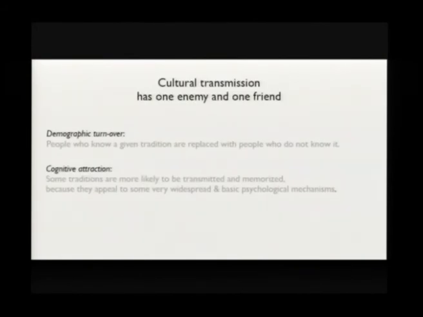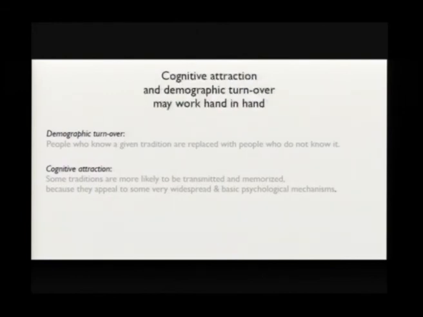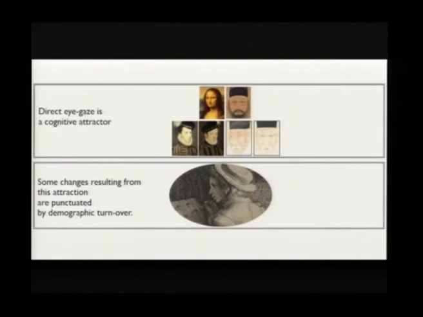Right, to conclude, I started by saying that cultural transmission has one enemy and one friend, the enemy being demographic turnover and the friend being cognitive attraction. Now we can see that cognitive attraction and demographic turnover may work hand in hand in some cases. So my two points today were, first, that direct eye gaze is a cognitive attractor that seems to depend on psychological mechanisms that are not entirely specific to a given culture. And second, that some changes resulting from this attraction are punctuated by demographic turnover.